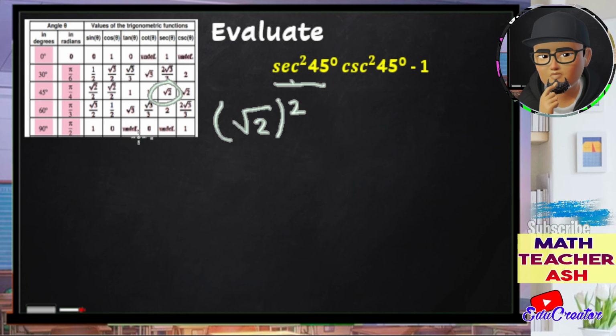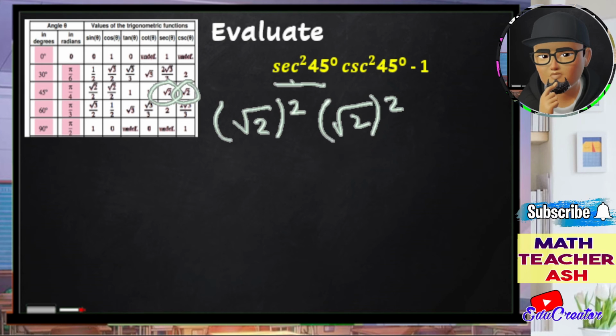Then cosecant 45, that is here, what is beside it. That means we need to multiply square root of 2 by itself, so that is square root of 2 squared. They have the same value. The secant 45 and the cosecant 45 are just the same.